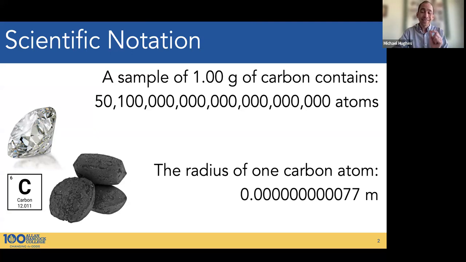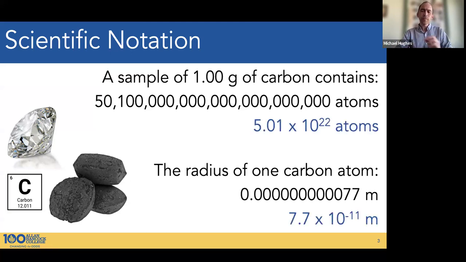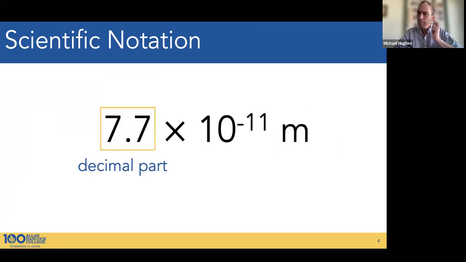Or if we're talking about a single carbon atom, the radius of one single carbon atom is 0.00000, etc., 77 meters, very small. And so we use scientific notation to be able to show very large and very small numbers in an understandable way. To do that, there's 3 main parts to a number in scientific notation. There's the decimal part, a number that's usually between 1 and 10 and carries the significance of the value.